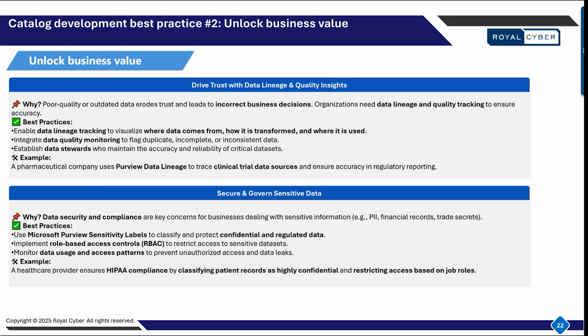Microsoft Purview also enables organizations to classify and protect data using sensitivity labels, ensuring that highly confidential records such as patient data remain secure, and role-based access controls help enforce restrictions, allowing only authorized personnel to access sensitive data sets. For example, a healthcare provider using Purview can classify patient records as confidential and limit access based on job roles, ensuring HIPAA compliance while preventing unauthorized access. So by integrating data lineage, quality tracking, and security best practices, businesses can create a trusted, well-governed data environment that drives better decision making and innovation.